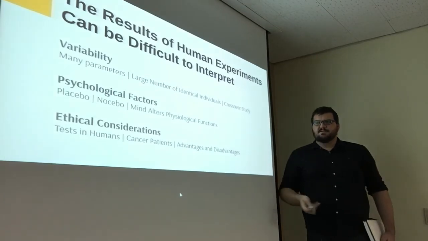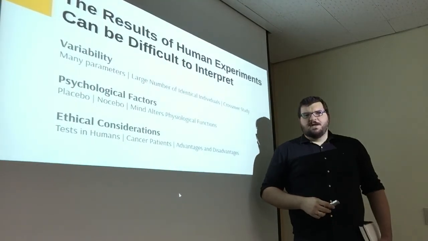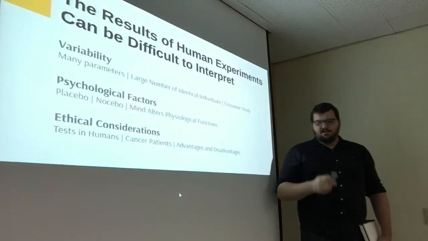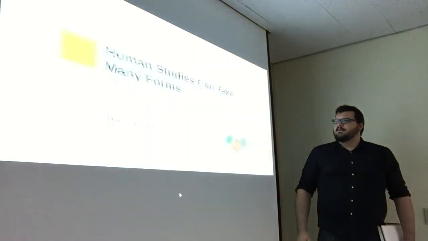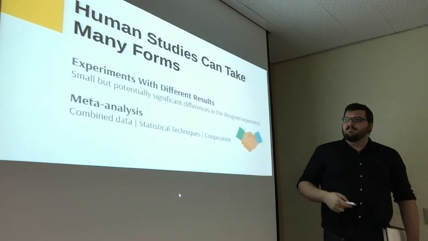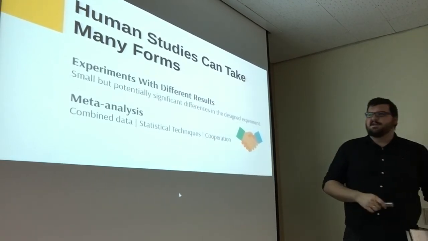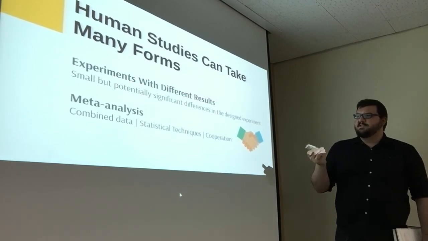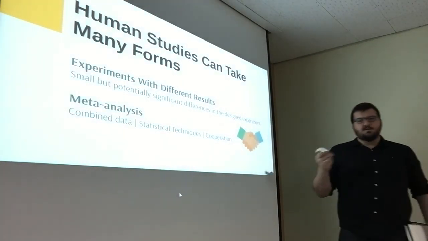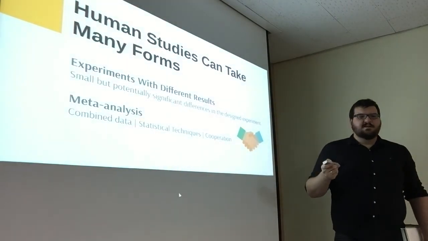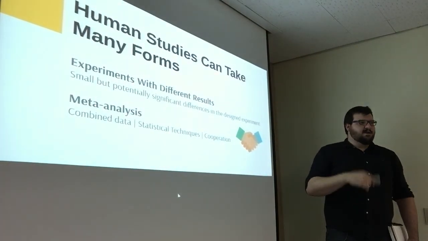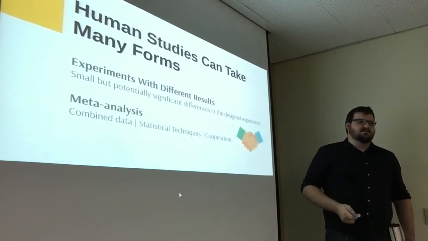Okay. And the ethical considerations are about testing humans, so testing with cancer patients, and the advantage or disadvantage of using humans in your experiments. Human studies can take many forms, with a lot of results, from many different groups studying. So just a small but potentially significant difference in the experiment design can cause problems. And that's why a lot of groups use meta-analysis, which combines data and uses sophisticated statistics to analyze all the data generated by a lot of groups and incorporate it to analyze the results.